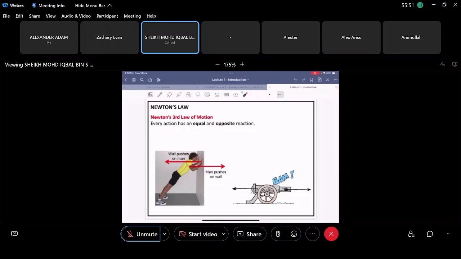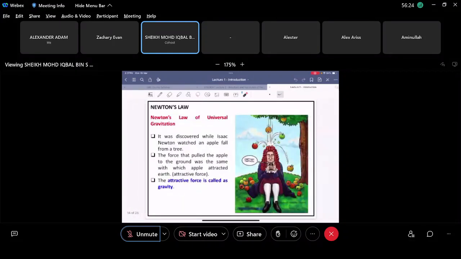Imagine when you are sitting down on your chair. Your weight goes downwards because of gravity, but why do you remain static? It's because there is a reaction force from the chair going upwards, so that you remain static when you are sitting down. So every force exists in pairs. That's what Newton's third law of motion states: every action has an equal and opposite reaction. And then there's one more, Newton's law of universal gravitation.